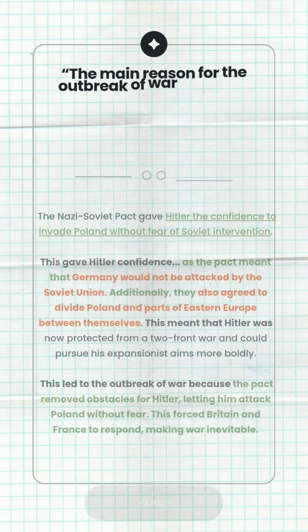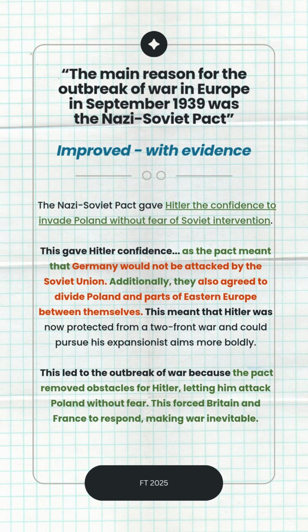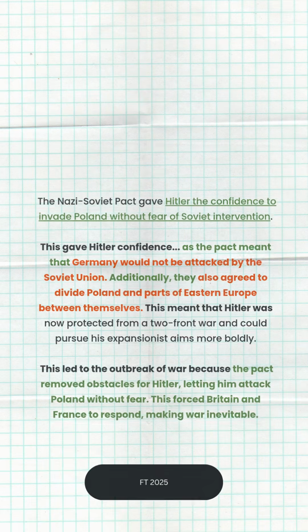Now, let's pair stronger evidence together with a clearer explanation so your paragraph becomes far more convincing. Here is an improved response. So what changed? Firstly, I selected stronger evidence that clearly shows that I know what the terms of the Nazi-Soviet Pact were. Next, I linked the evidence directly to how it caused war in Europe. This explanation shows why the signing of the pact led to the outbreak of war.